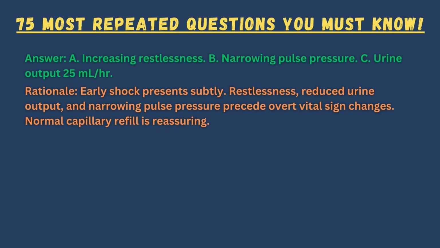Answer: A. Increasing restlessness. B. Narrowing pulse pressure. C. Urine output 25 milliliters per hour. Rationale: early shock presents subtly. Restlessness, reduced urine output, and narrowing pulse pressure precede overt vital sign changes. Normal capillary refill is reassuring.